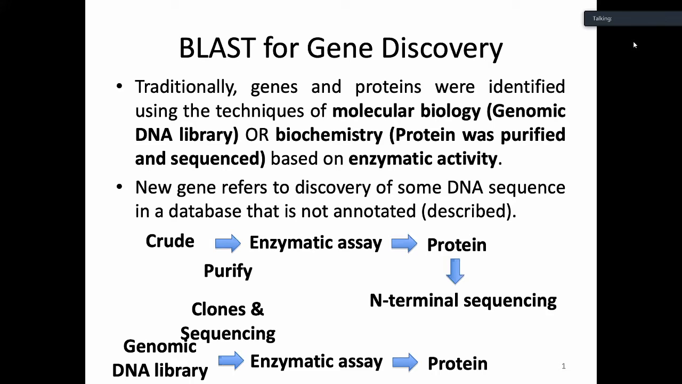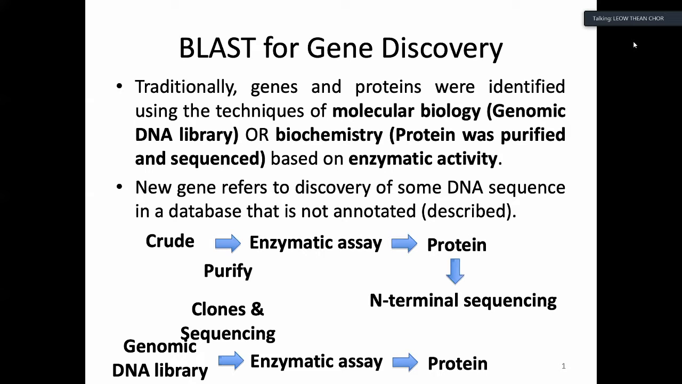Before the era of bioinformatics, scientists studied protein using biochemistry and molecular biology. The protein of interest is purified from the culture medium based on enzymatic activity, and the purified protein is then sequenced in order to get the amino acid sequence. This is how biochemists study the protein and get the sequence of the protein.